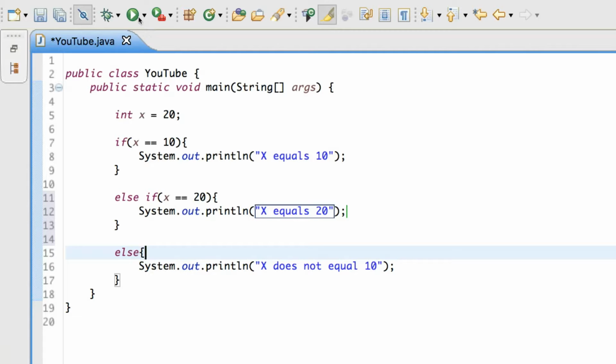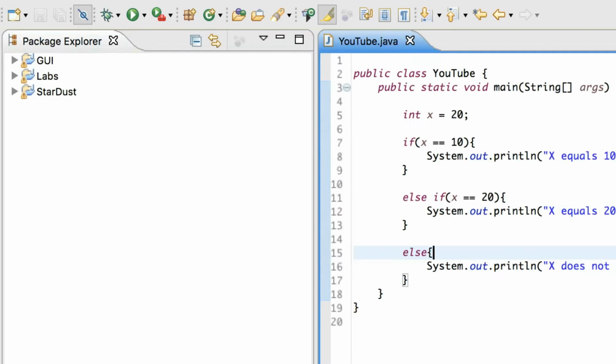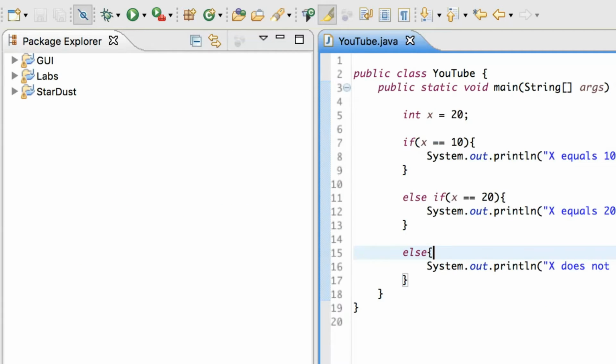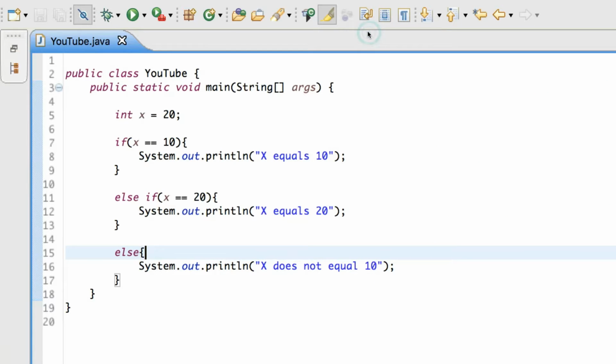Okay, so we can go ahead and run that just so you guys can see. And since x equals 20, we know that it's going to print out x equals 20. And just to give a visualization of if none of these were true, just so you can get a better understanding of the else, just a straight up else, I'm going to make x equal 30, okay?